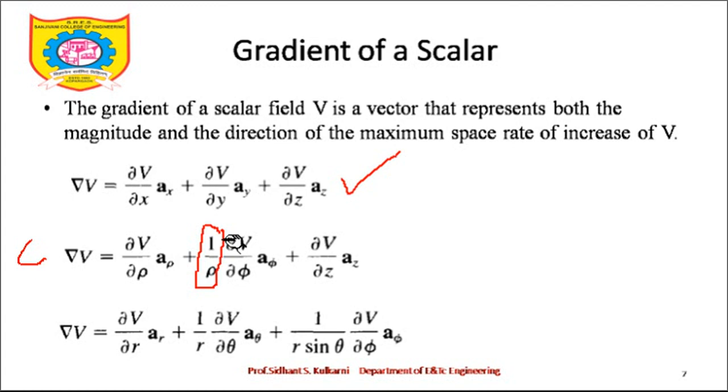Rho comes with a phi, and that's why in the formula of the gradient, grad v is equal to, no problem about dou v by dou rho, no problem about dou v by dou z, but the only thing is that dou v by dou phi comes with the coefficient 1 over rho. So here also rho is coming with a phi. That's it. This is the thing you need to remember. This is an important formula. You just write it down in your notebooks. Try to remember this formula. We will try to solve some numericals depending on that.